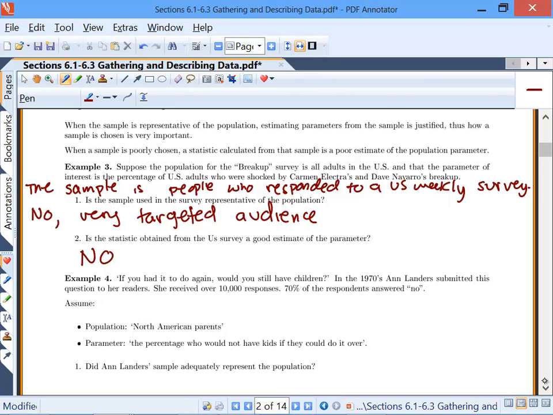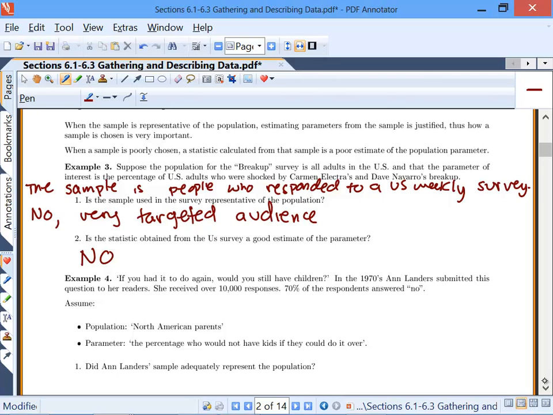And this next scenario is very much the same thing. Ann Landers asked people this question. She said, if you had to do it again, would you still have children? And she received over 10,000 responses, which is a very good sample size. Usually if you get 10,000 of anything, that would be a very good sign that your sample is probably representative. However, she received over 10,000 responses, and 70% of the respondents answered no.